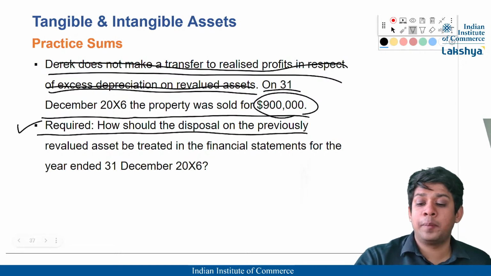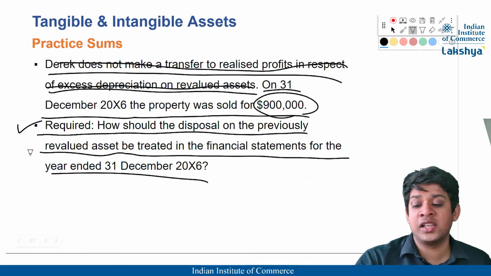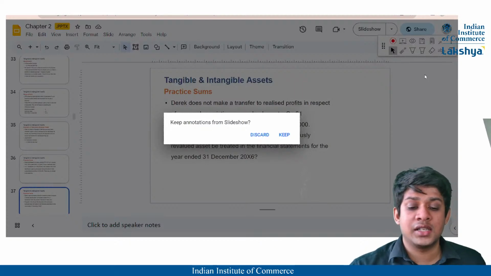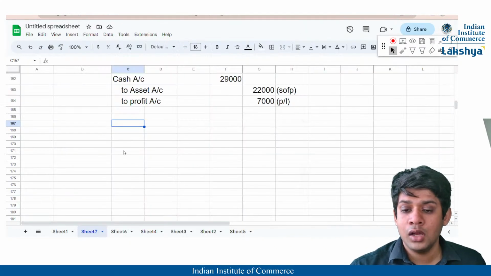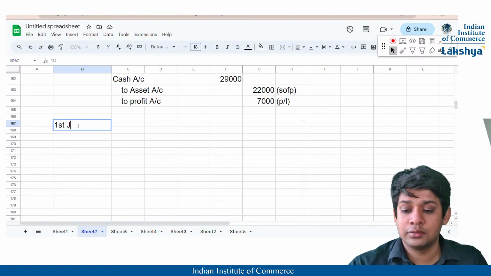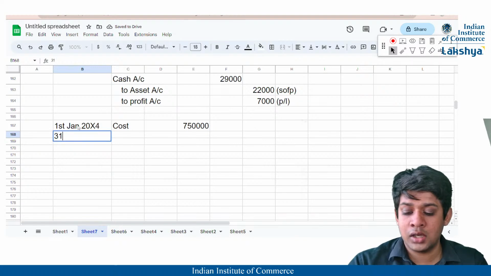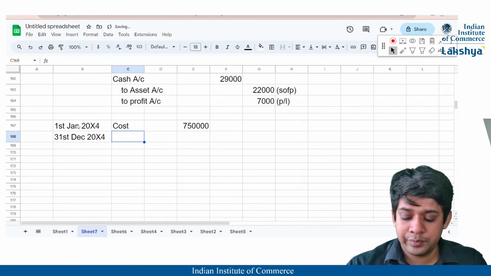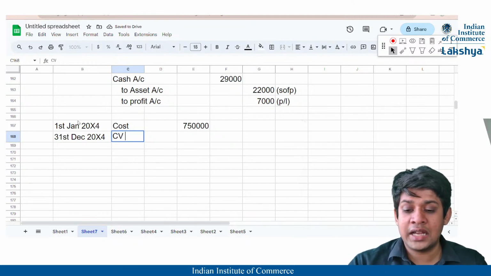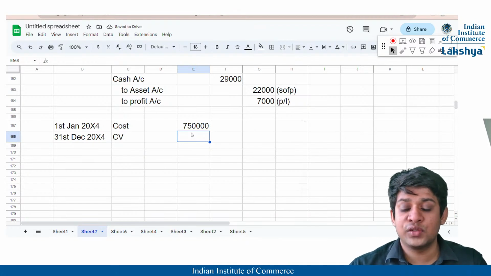Required: how should the disposal of a previously revalued asset be treated in the financial statements for the year ended 31st December 2016? So let us understand this example. Firstly, on 1st January 2014, the asset was purchased and the cost of the asset was 750,000. By the first year end, that is 31st December 2014, the asset got revalued, correct? Firstly, I'll calculate the carrying value. So the asset's useful life is 10 years.